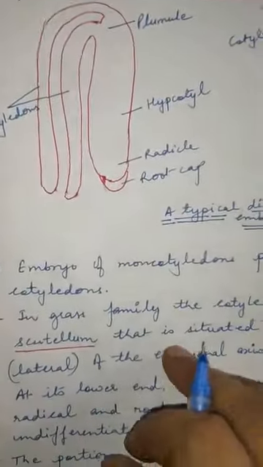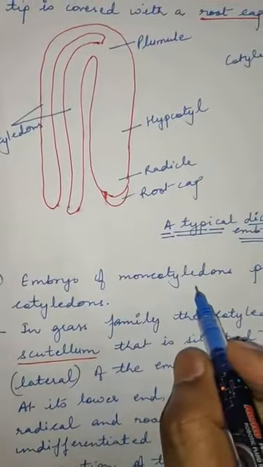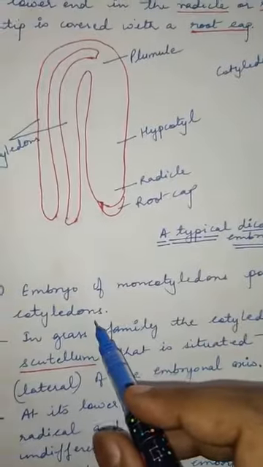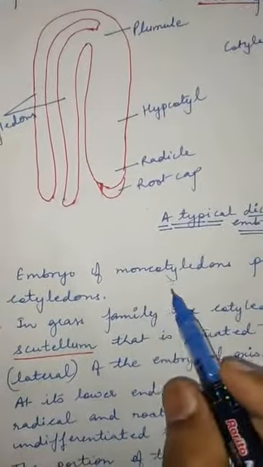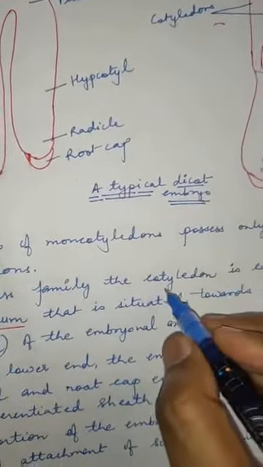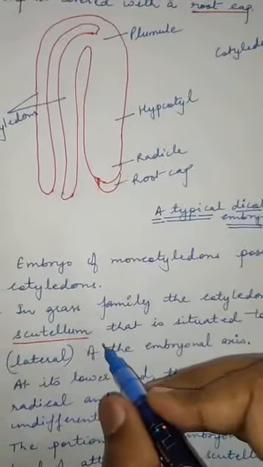Now we are going to discuss monocotyledons, which possess only one cotyledon. So monocots are having one cotyledon. In the grass family, the cotyledon is called the scutellum, right?